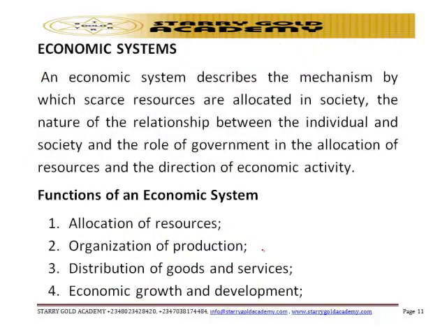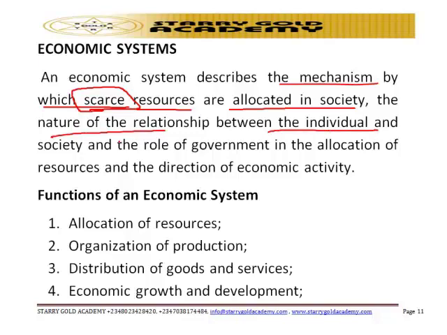So let's now look at economic systems. Every economy has a system. The system talks about how limited resources are allocated amidst unlimited wants. An economic system describes the mechanism by which scarce, limited resources are allocated in the society, the nature of the relationship between the individual and society, the role of government in the allocation of resources, and the direction of economic activity.